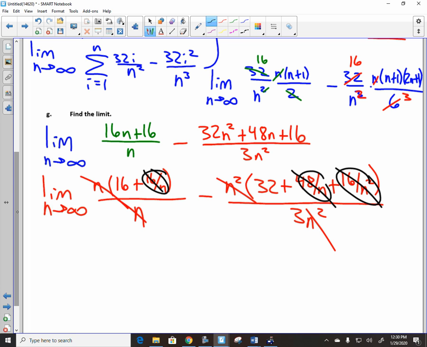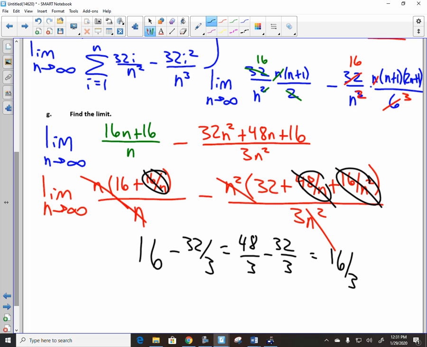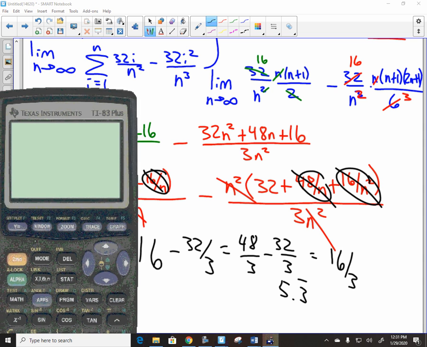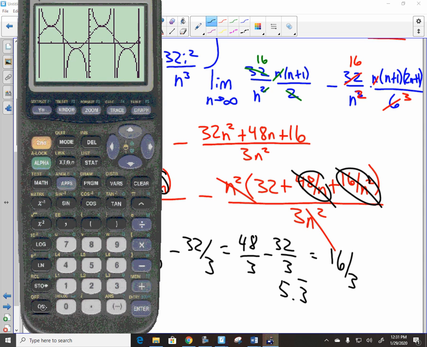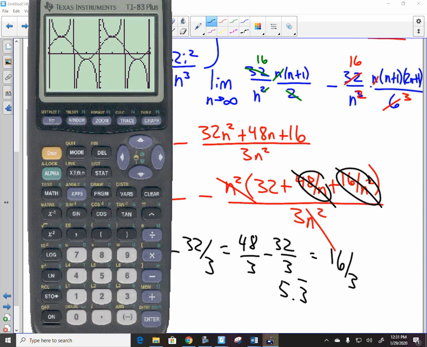So that's calculus. When we allow things to go, I mean, the calculus is easy, right? There's your calculus. It's the algebra that's the pain in the butt. So then we get 16 minus 32 over 3, which is 48 over 3 minus 32 over 3, or 16 thirds, which I happen to know is 5.3 repeating. I'm particular about making sure I do things right. I don't like making mistakes and getting things wrong.